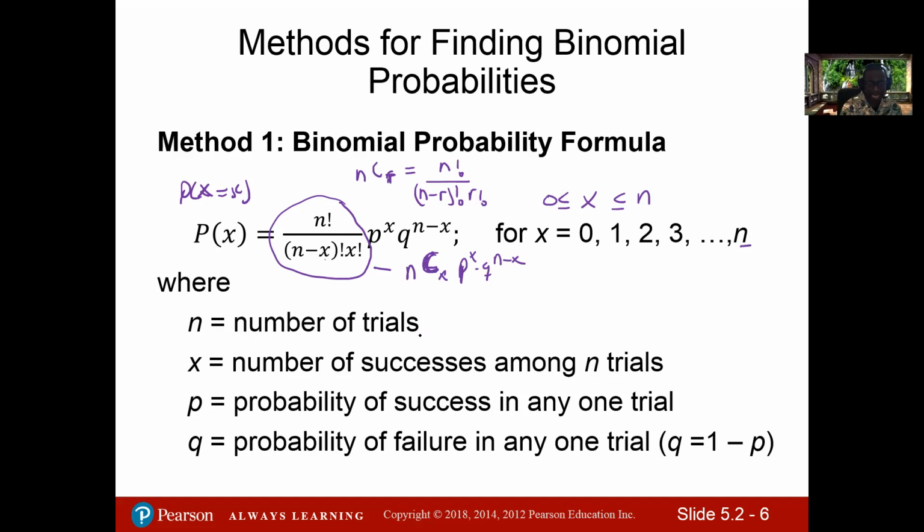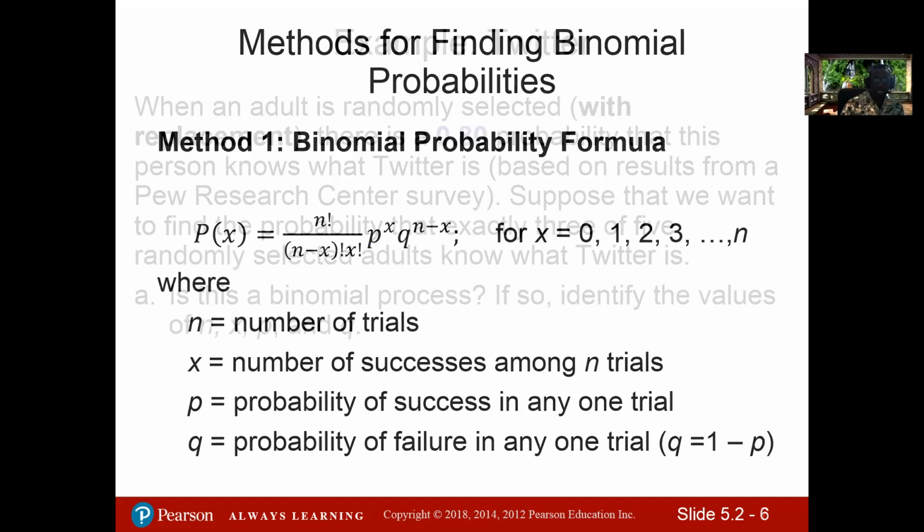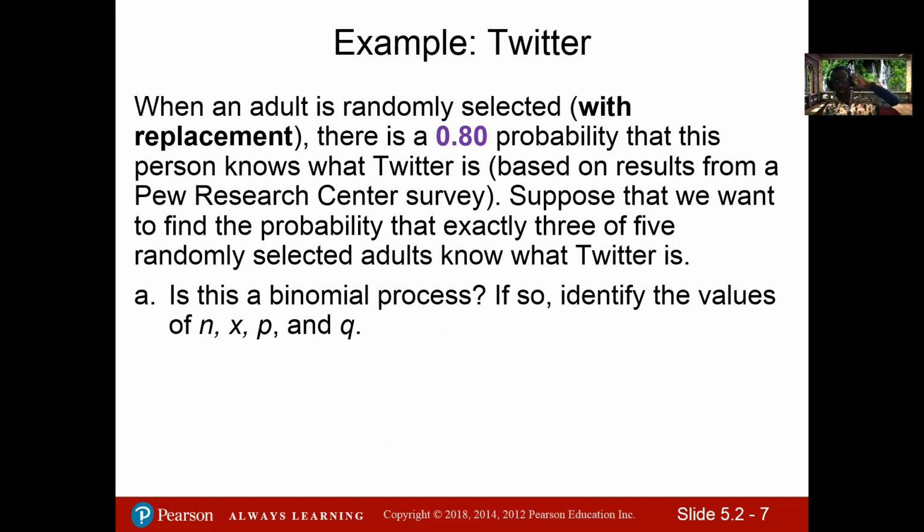Now, again, n is the number of trials, x is the number of successes, p is the probability of success, and q is the probability of failure. And always remember, if you add the probabilities, p plus q is equal to 1. So if you subtract one from 1, you get the other. All right. Now, let's consider this example, the trader account.